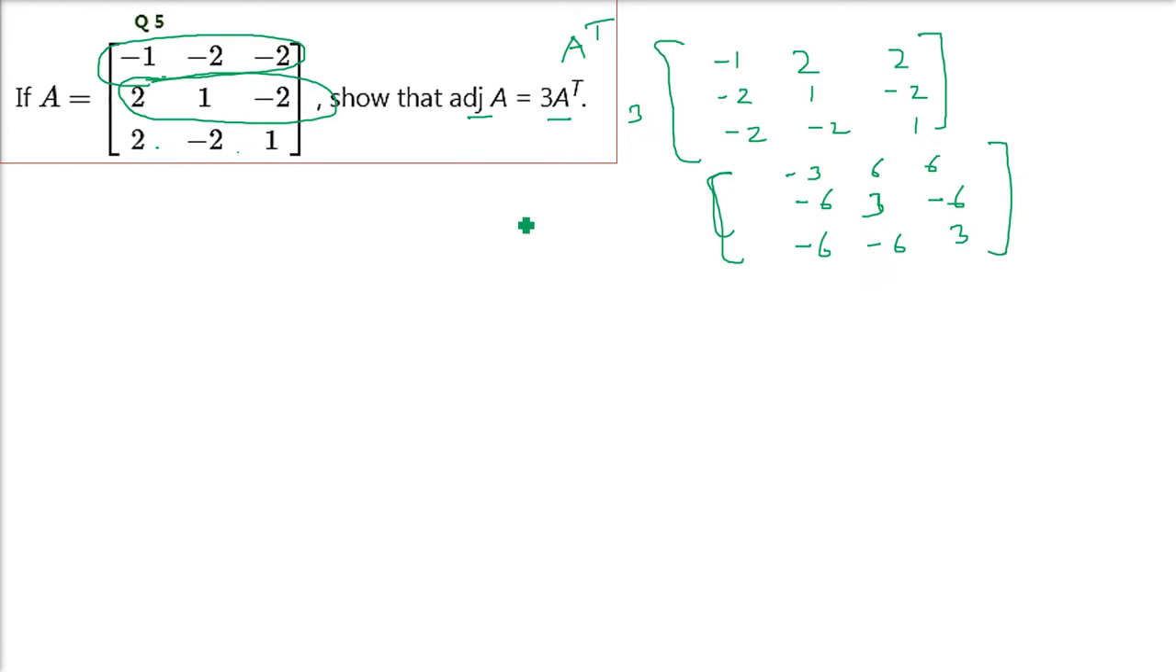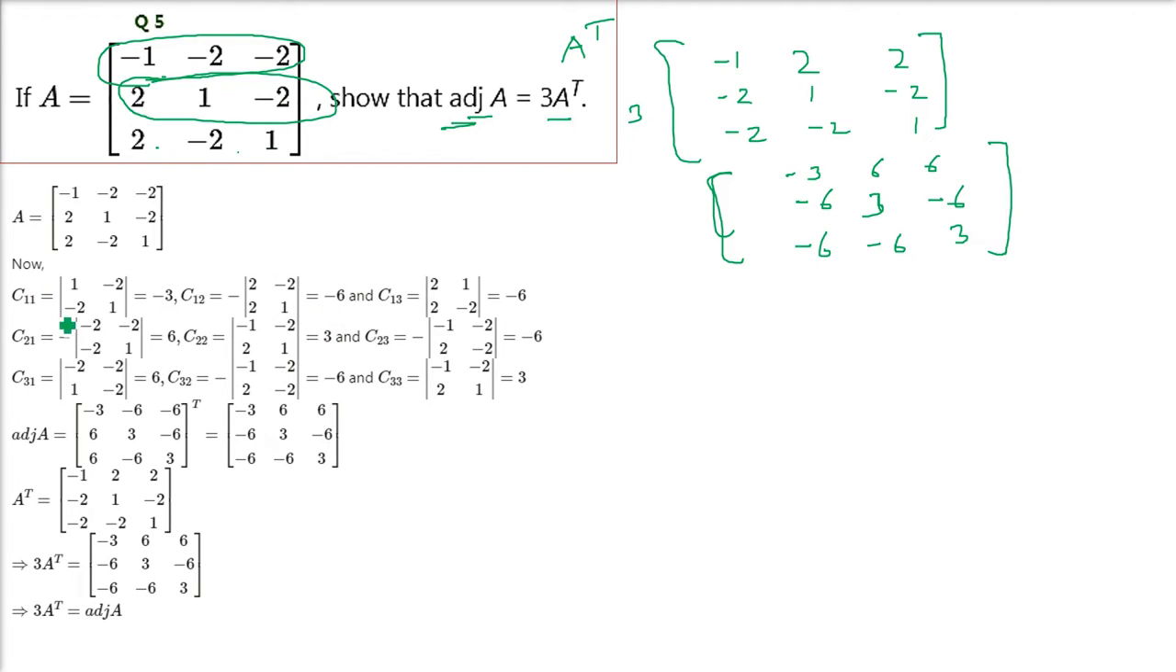So when you take the adjoint A, this is going to come exactly like this. I'm just giving you an idea. You have to find out the cofactor matrix as I suggested. Then you have to take the transpose of that matrix, and this will come, and these two are exactly similar. Or you can say you can take thrice out of adjoint A, that is going to be equal to the A transpose, right?